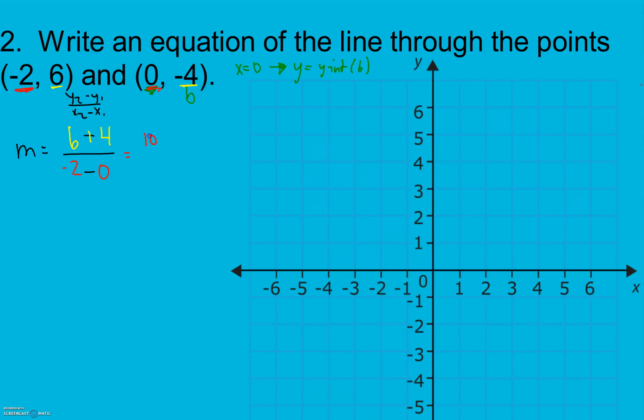So now I know my slope, my m value, I know my b value, I can substitute them into my formula. y equals m times x plus b, or -4. You can either do plus -4 or just -4.